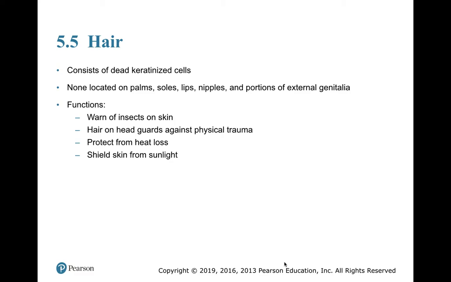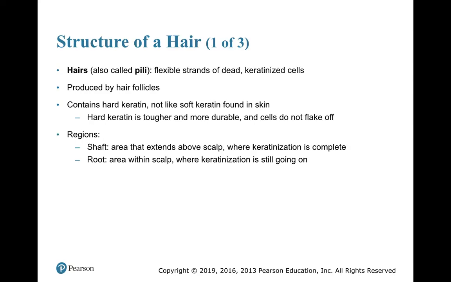The hair on our head can help protect us against physical trauma. It's a little bit of a cushion when you fall. Our hair is very important to protect us from heat loss, and it also helps to shield our skin from sunlight. The hair, also called pili, are flexible strands of dead keratinized cells.